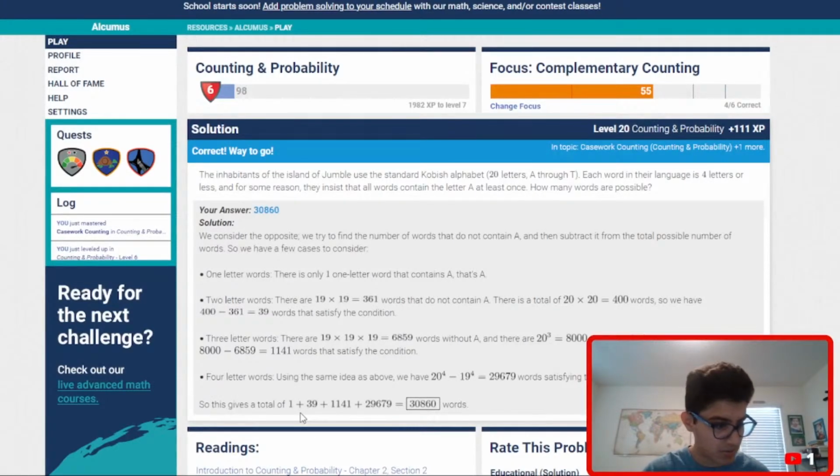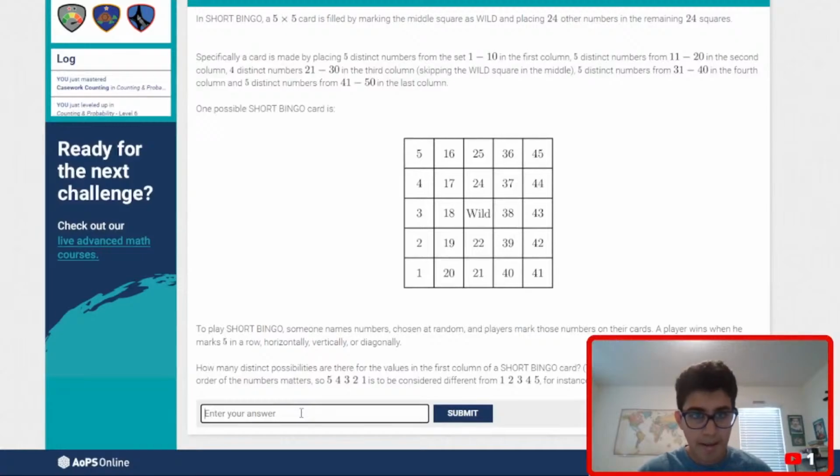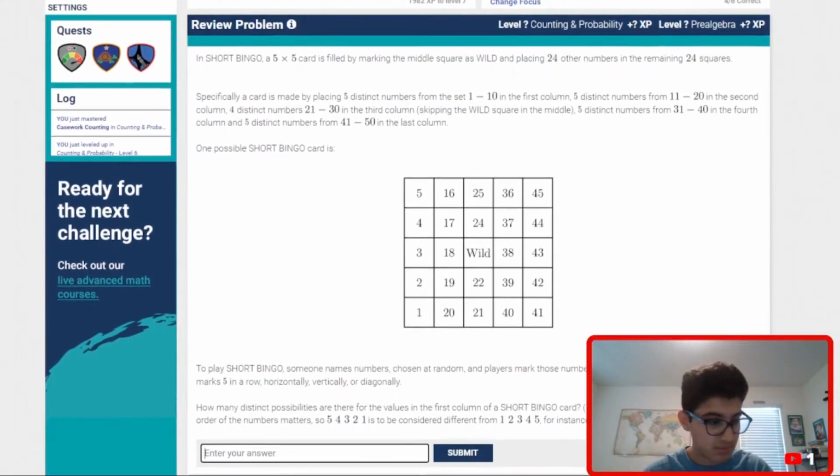They did different cases as well. So that's nice. In short, bingo. Okay, this is a long question. Very long. So in short bingo, a 5 by 5 card is filled by marking the middle square as wild and placing 24 other numbers in the remaining 24 squares.